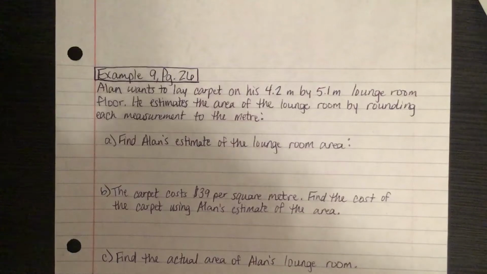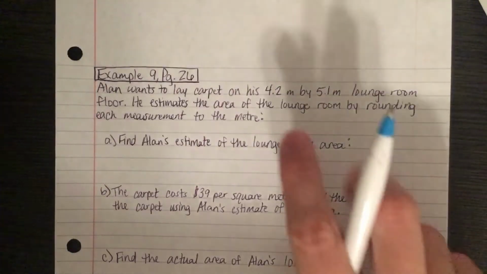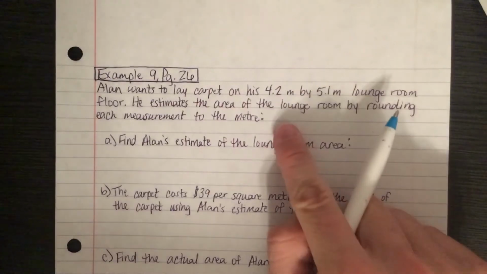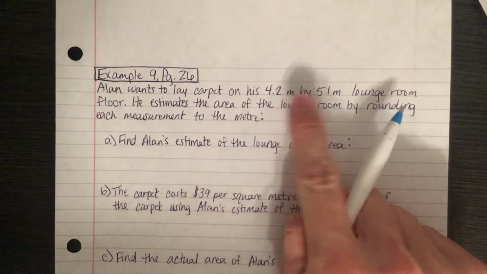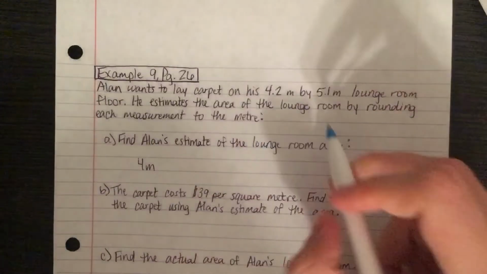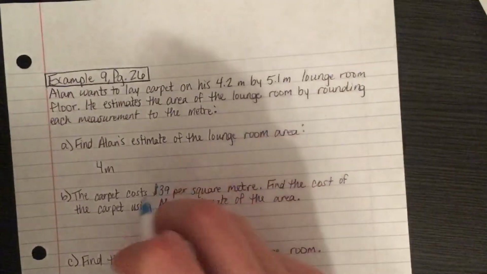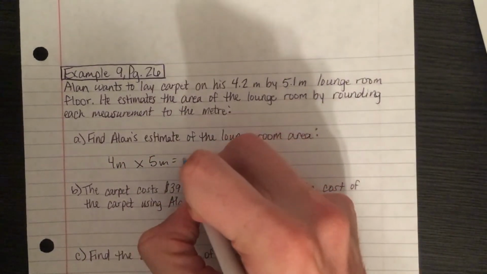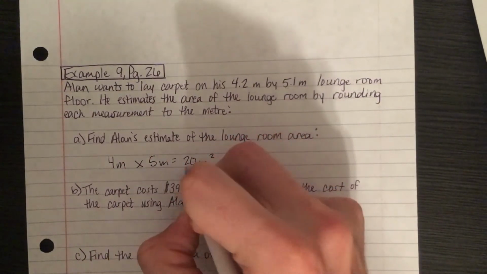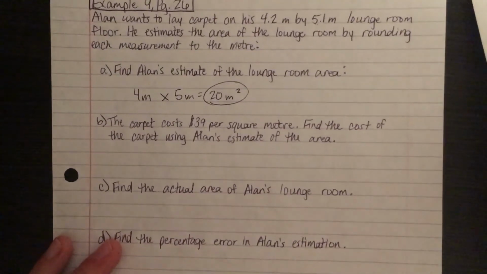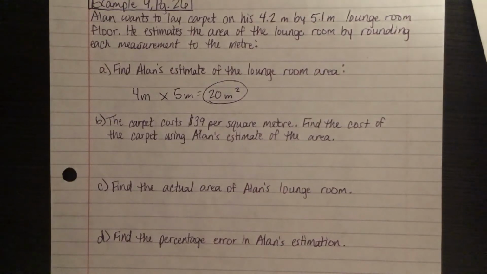So Alan's estimate of the lounge room area, he's taken each of these things and rounded them to the nearest meter. So 4.2 rounded to the nearest meter is going to round to 4 meters. And then 5.1, so it's going to be 4 meters times 5 meters. So that's going to be 20 meters squared for the estimated area of his lounge room.